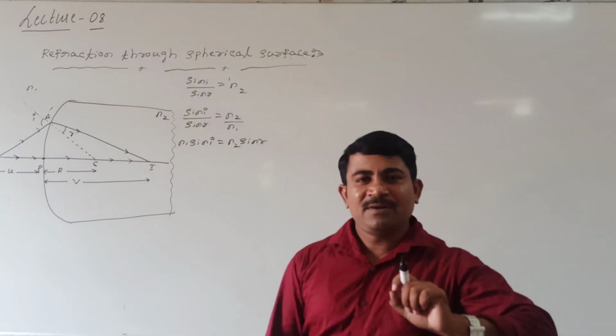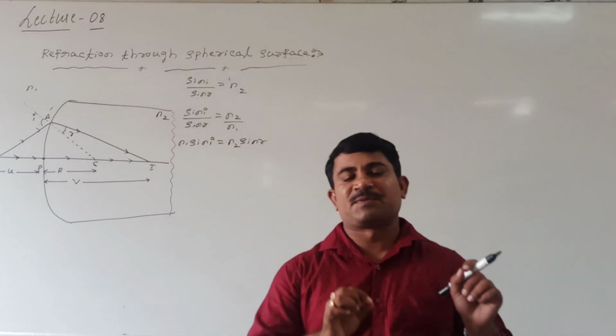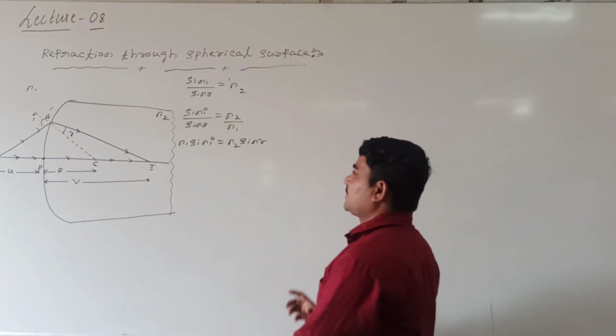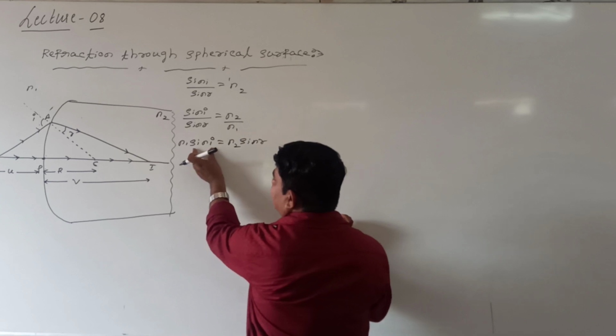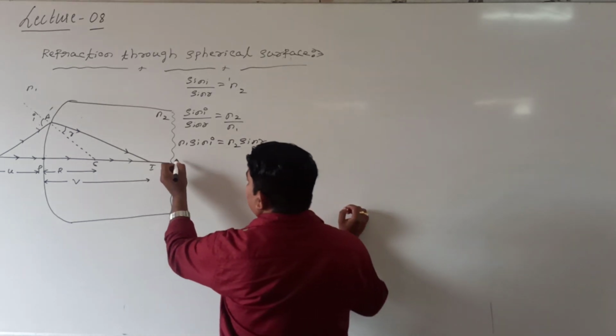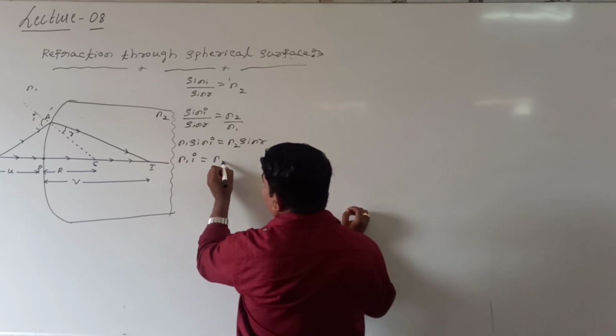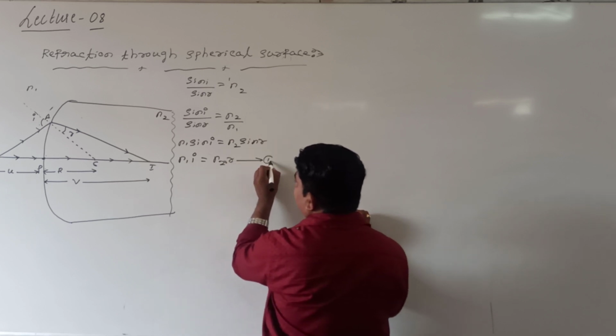But what is the assumption? Whatever the angle of incidence and angle of refraction, those are assumed to be very, very small. Here, theta is very small, so sine theta is nearly equal to theta. Then sine i nearly becomes i, and sine r nearly becomes r. Let us call this equation number 1.